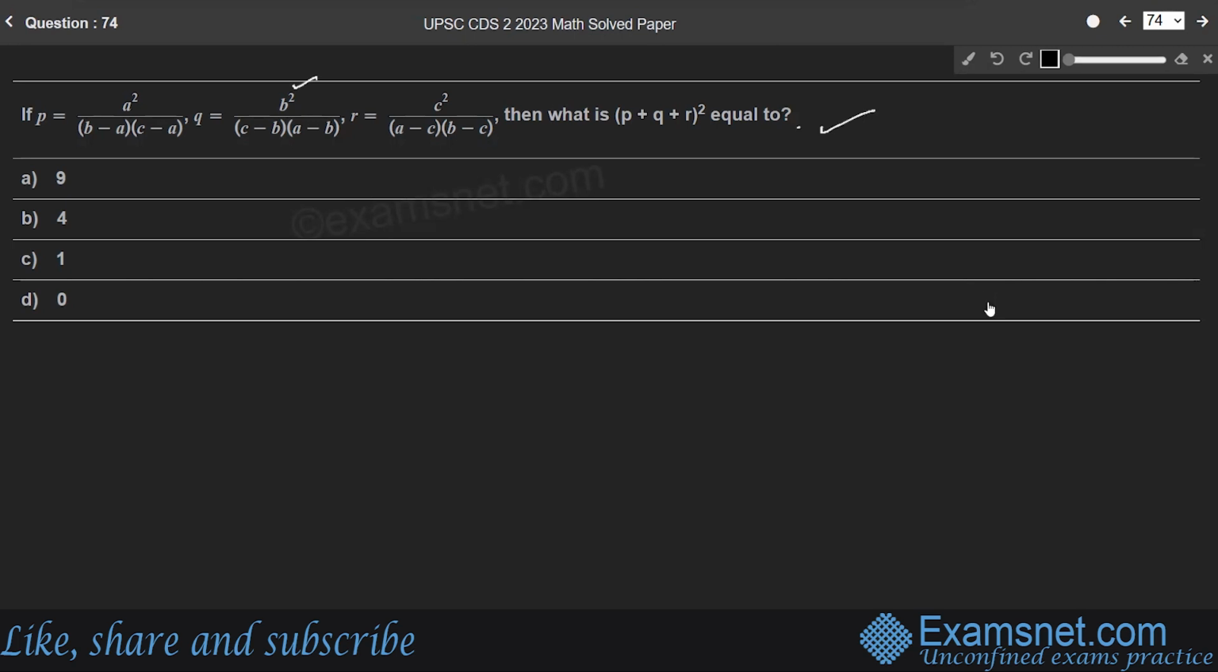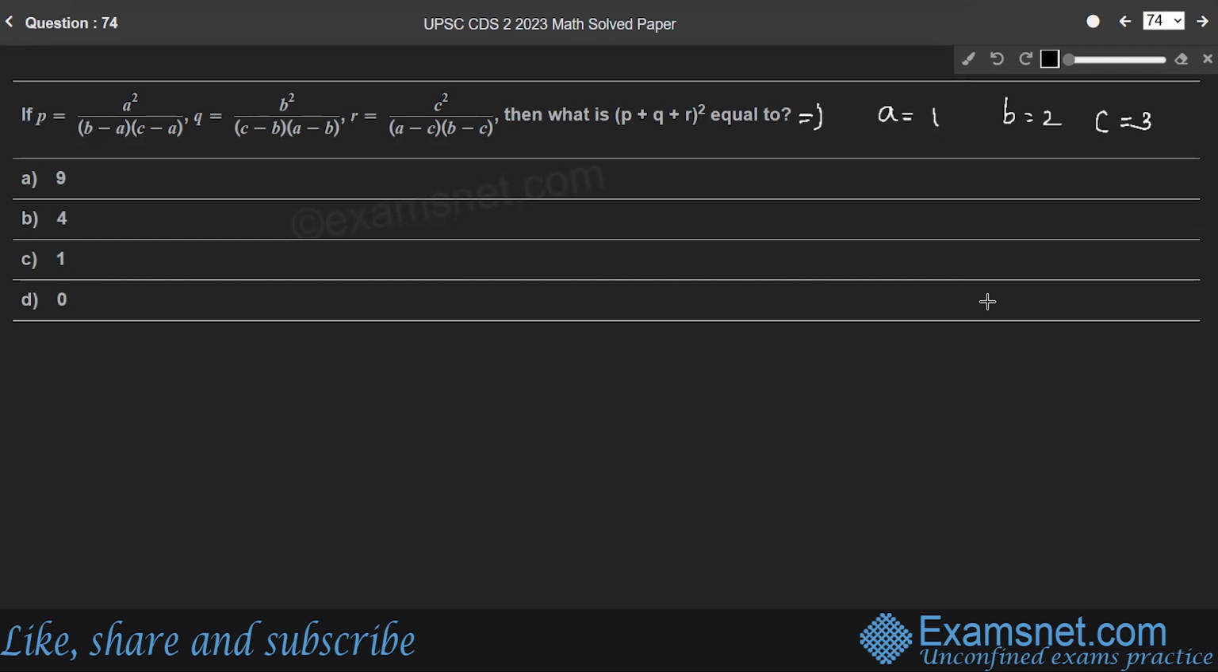So here students, the simplest method is by considering values of a, b and c. You can take a as 1, b as 2, c as 3 and substitute these values. So you will get the answer: (P plus Q plus R) square will be equal to 1 finally. This is the simplest method.